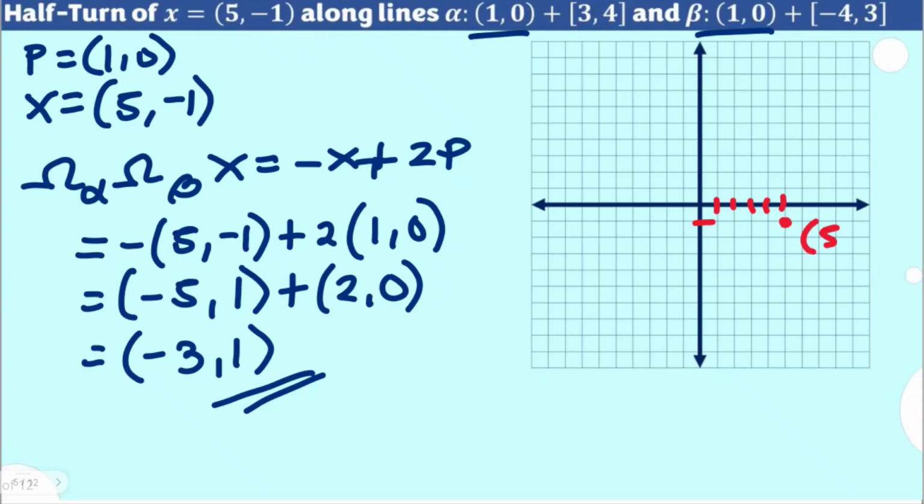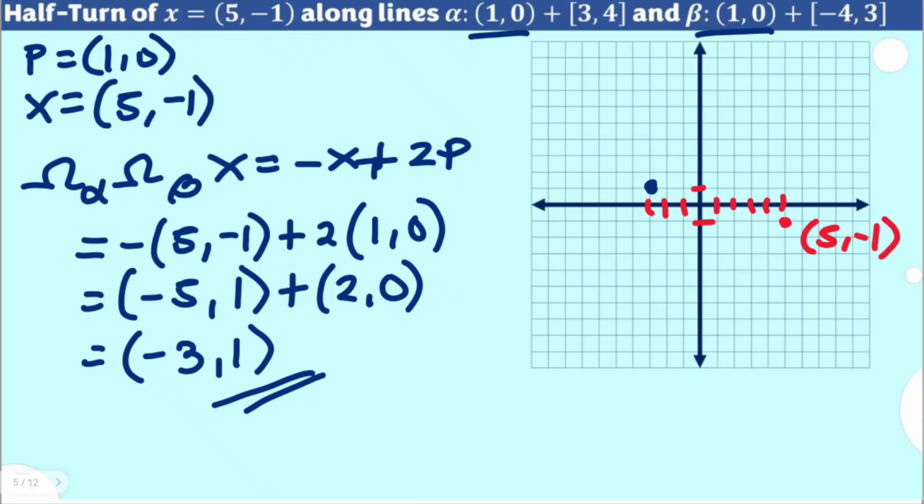This 5 and negative 1. So its half turn is at negative 3, 1, 2, 3, and then 1 here. This should be the half turn of that. But half turn in which perspective? That is why, even if we have this result, allow me to graph the two lines in order for us to really look at the picture of negative 3 and 1 being a half turn.